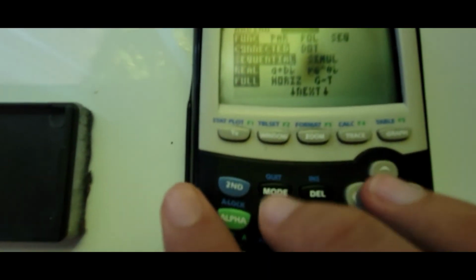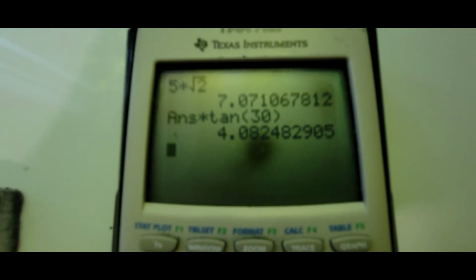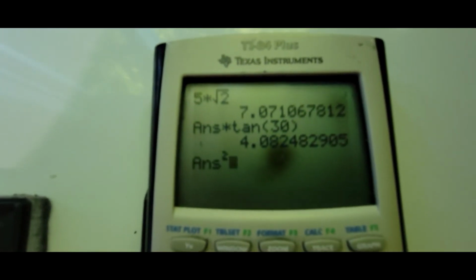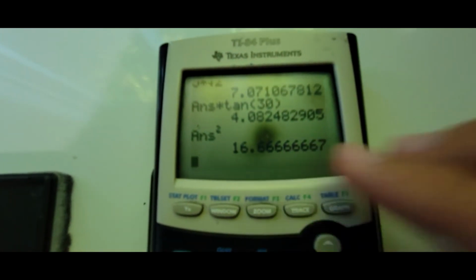I want to make sure that if we click on mode, our degrees is selected by going on degrees and hitting enter. And then you want to click second, and then you want to click quit. And just like that, it's in degree mode, and then we're going to times it by the tangent of 30 degrees, which is going to give us this answer, and we want to put that to the power of 2, which is going to be 16.6 repeated.